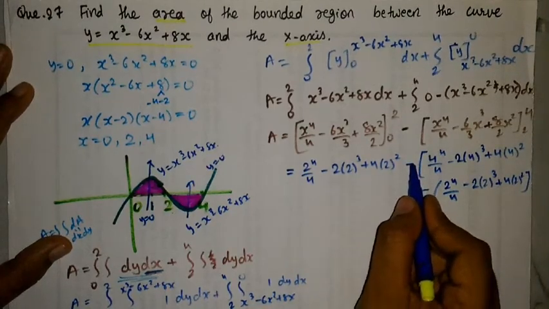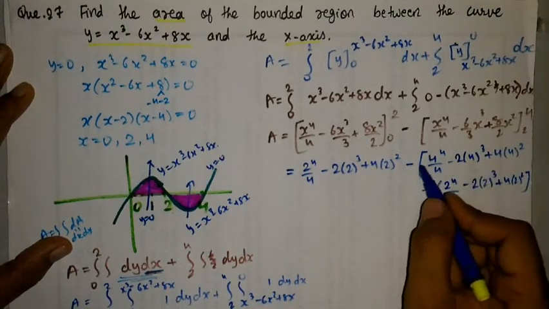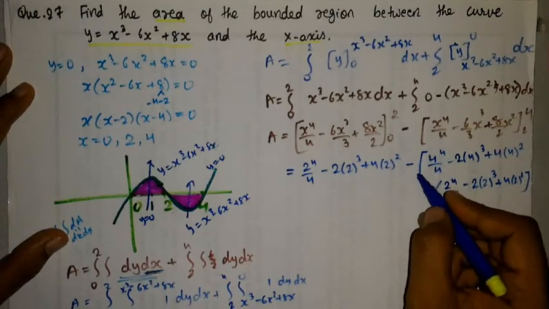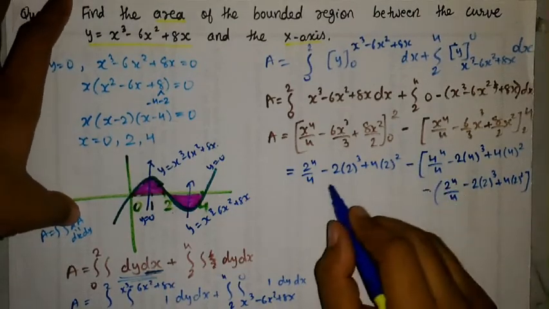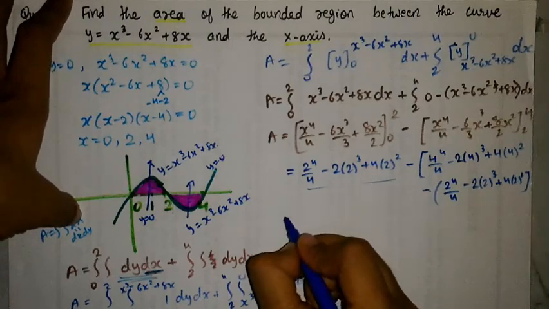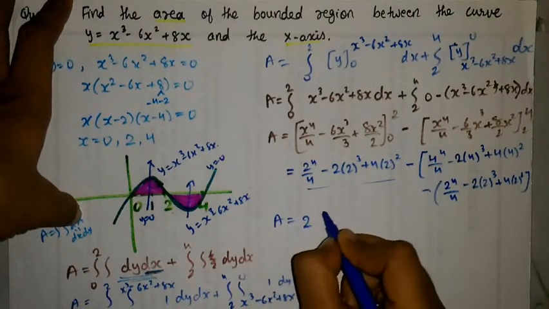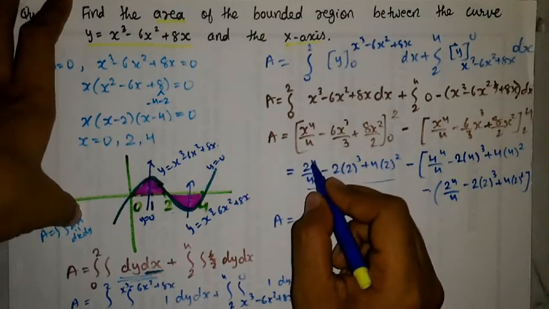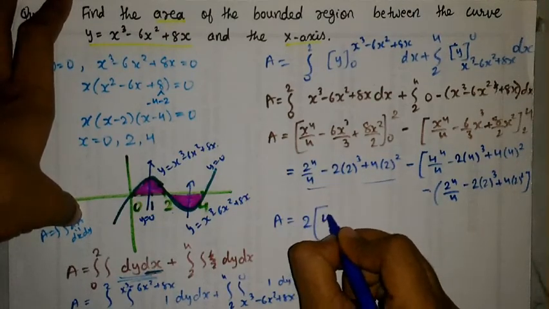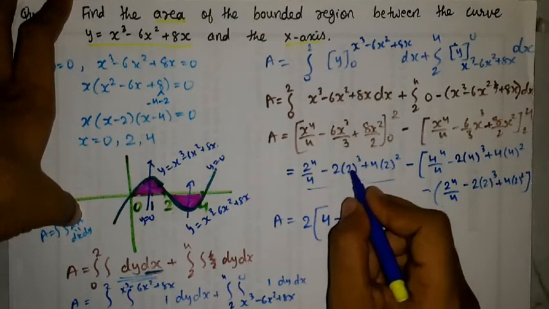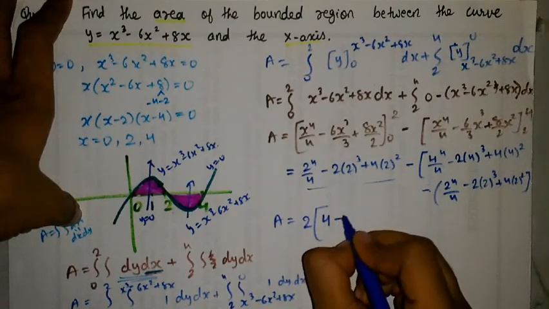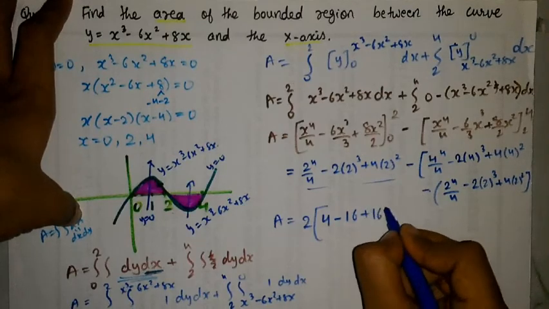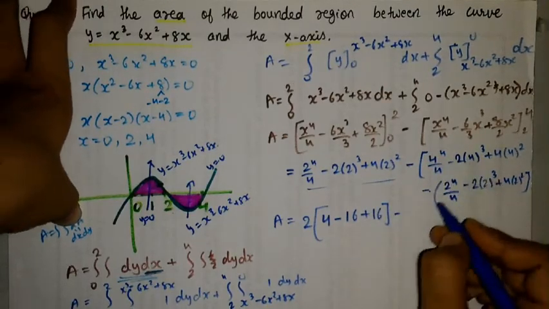So when we solve the minus inside, we get minus minus plus, these both get added and these both terms are the same, so we can write area is equal to twice of this term. So this is 2 raised to 4 is 16, 16 by 4 is 4, minus 2 cube is 8, 8 into 2 is 16, plus 4 into 4 is 16, minus, now solve this term.